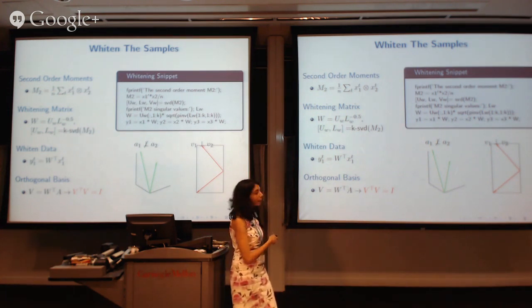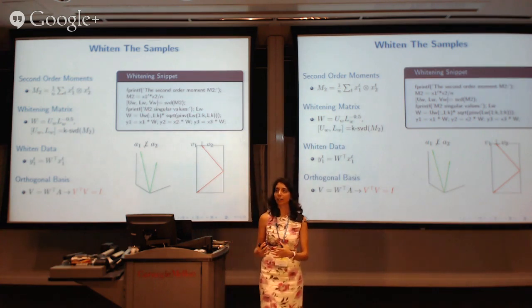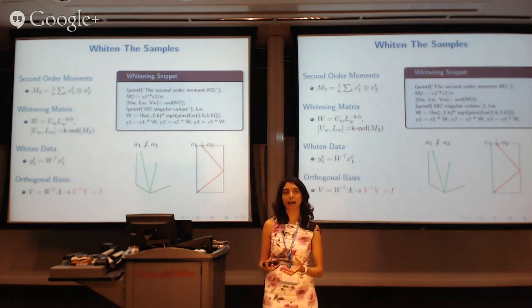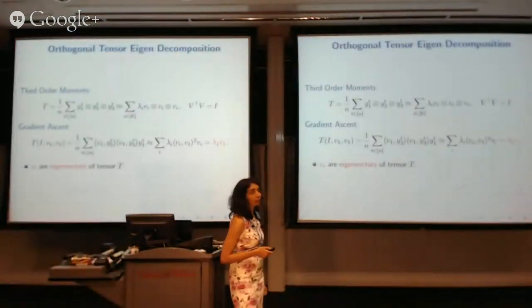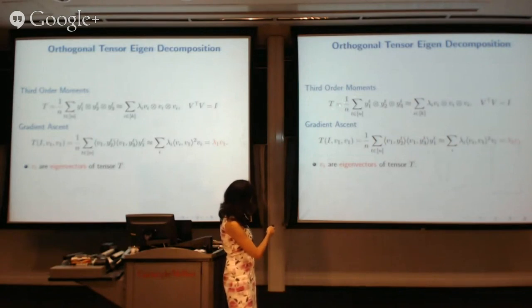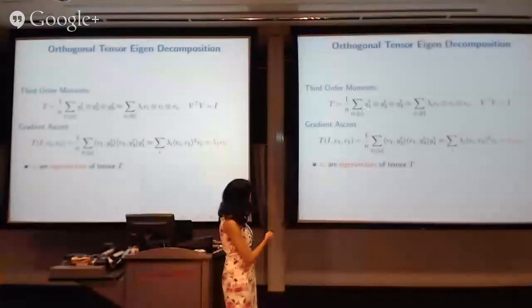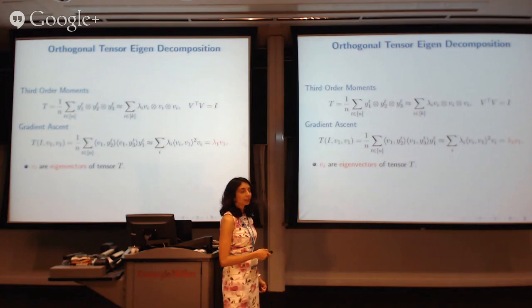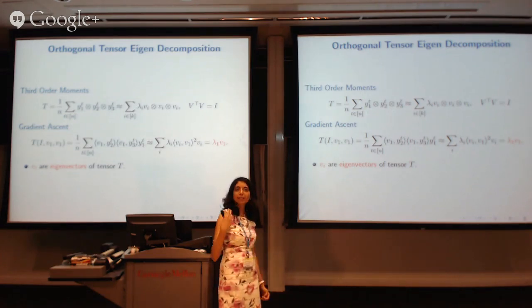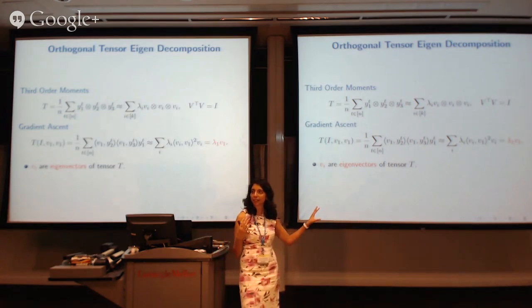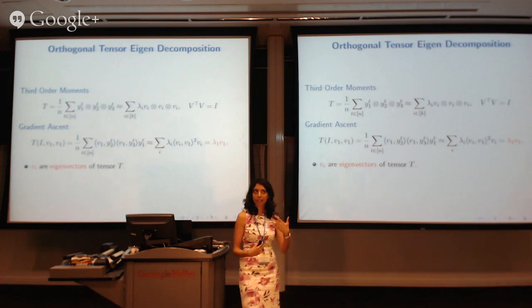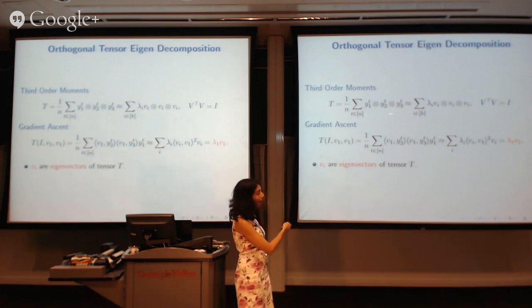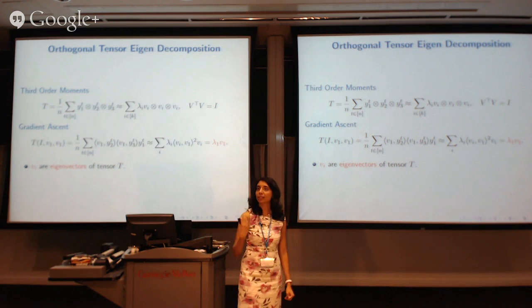And now, on this whitened data, I'm going to find the eigenvectors of my third order moment. So what is the idea here? I'm going to find the third order moment with these whitened samples. This was similar to the multilinear transformation that I described earlier. There I had my third order moment, and then I applied this whitening matrix to each of the modes. But here I can directly think of whitening the samples and obtaining this empirical third order moment.